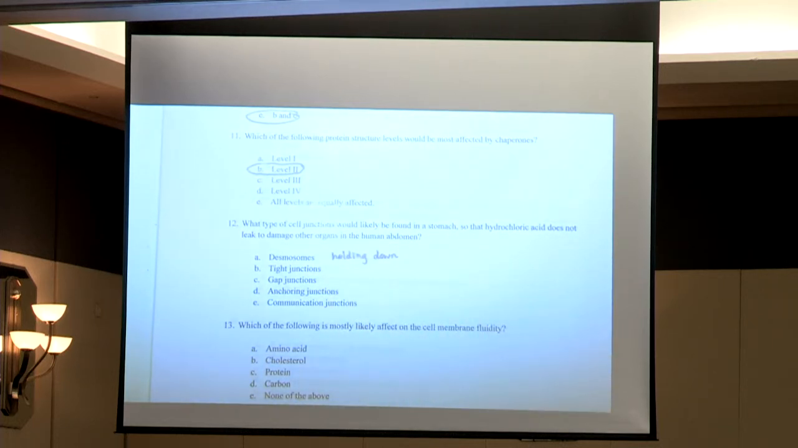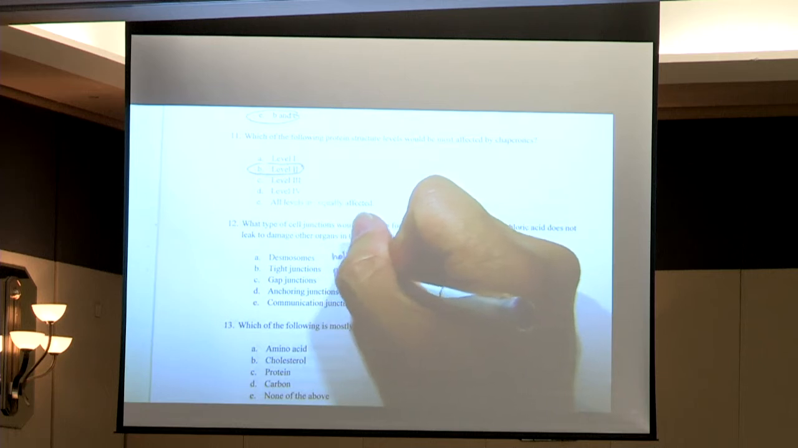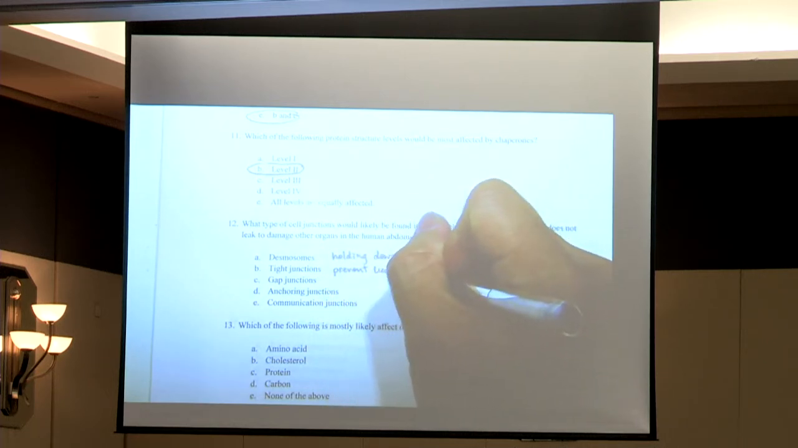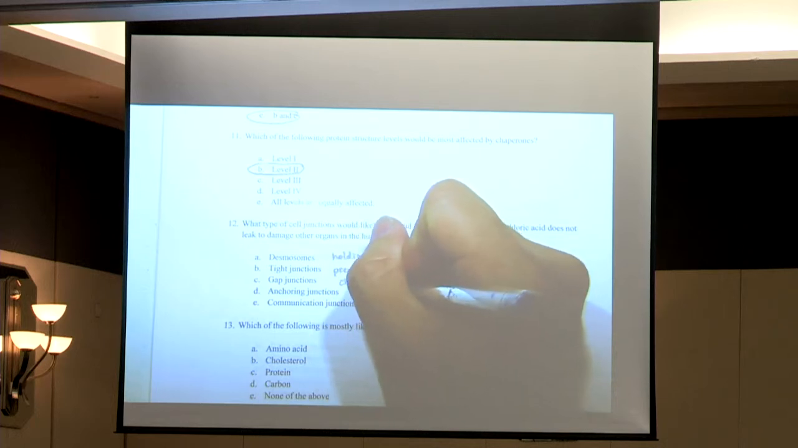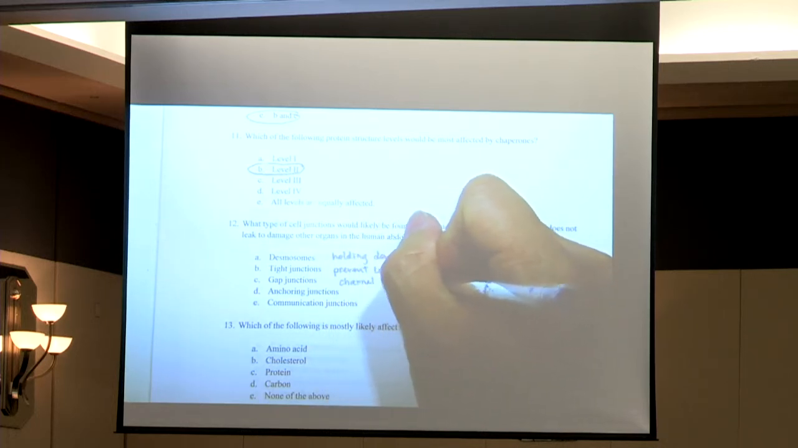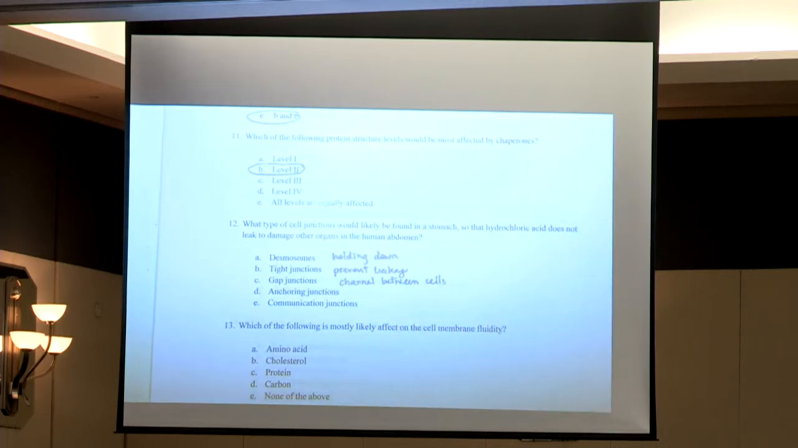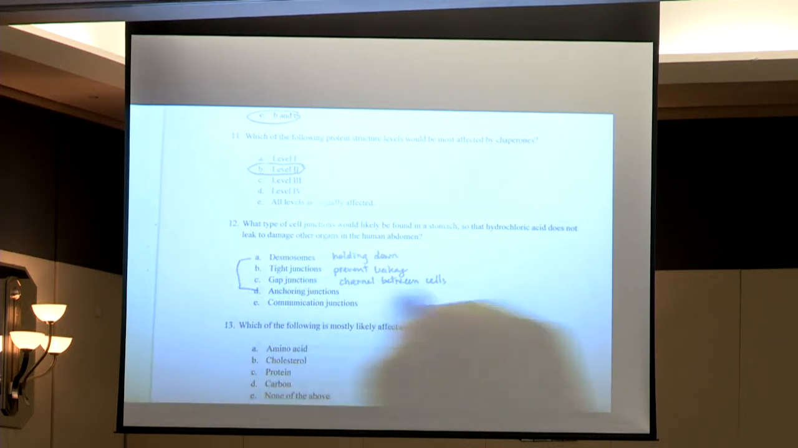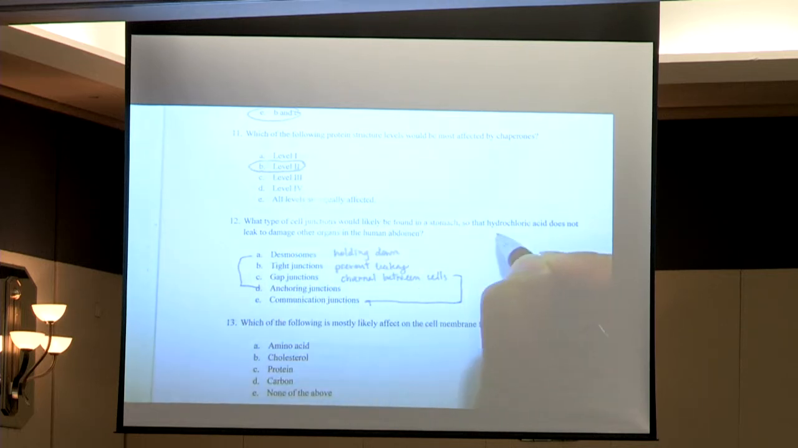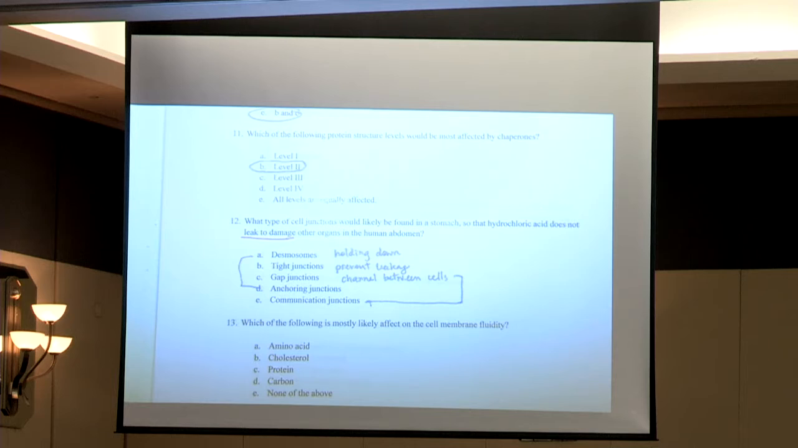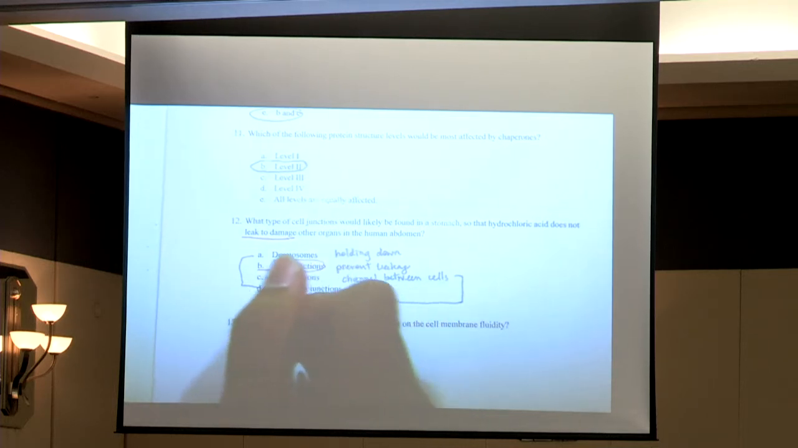Tight junction, what does it do? Tight junction is to prevent leakage, right? So this one is prevent leakage. Gap junction, communication channel between cells, right? So if you look at this, what are the other two? Anchoring junction is the same as desmosome, right? So this one. And the gap junction is the same as communication. And the one that talks about this, you don't want it to leak, so prevent leakage, the answer, this one would be tight junction.